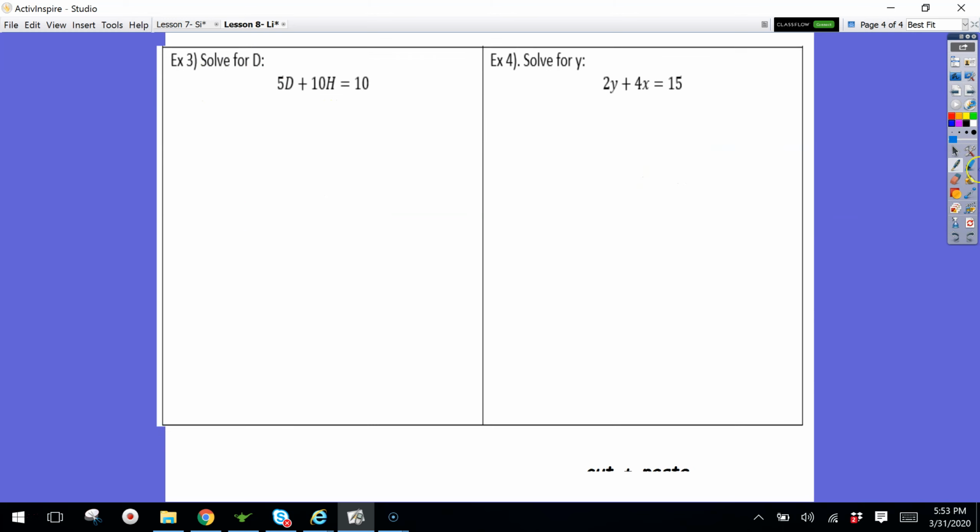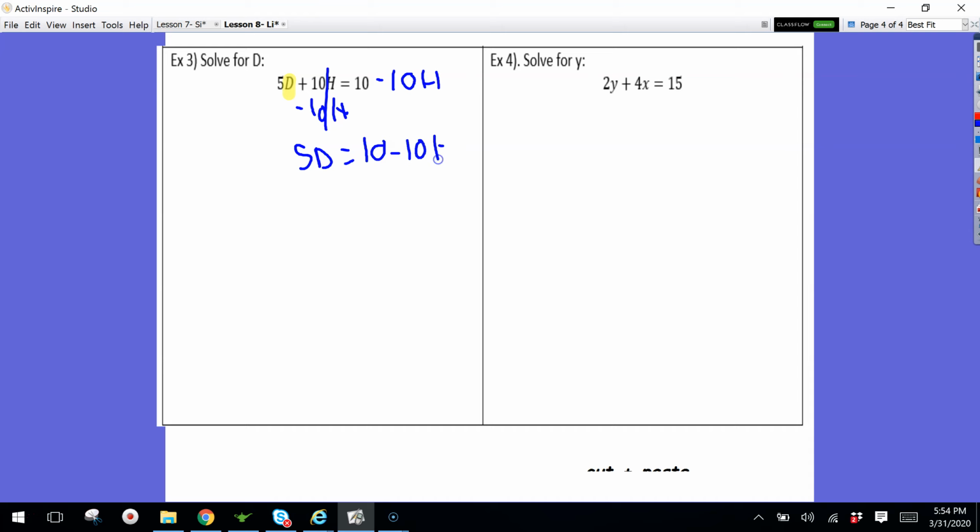Now here I'm bumping it up a notch. I have two variables in this equation, d and h. And I want to solve this equation for d. So again, I need to perform inverse operations. Right now I am multiplying d by 5 and adding 10h to it. So the first thing that I need to undo is adding 10h. We need to subtract 10h from both sides. There are no h's here for me to subtract h from and combine like terms, so we're just going to write minus 10h on this side. So what I have here is 5d is equal to 10 minus 10h.